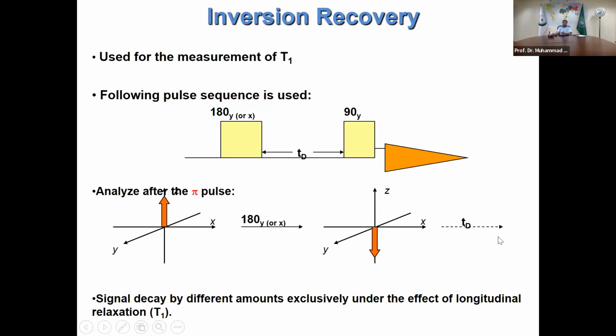And this time delay is adjusted. You have the capacity to change this time delay, an incremented time delay. So for instance, 1 second, 2 seconds, 3 seconds, every experiment is different. And what happened with that?